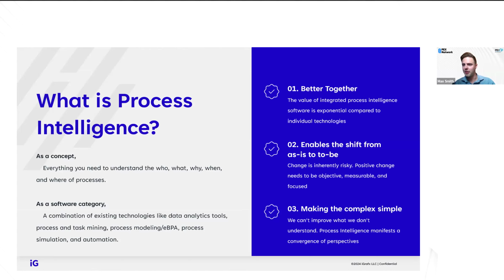If we look at it from a technology perspective, because process intelligence is a technology category, it's really a combination of a number of other technologies that you might already be familiar with, things like data analytics tools, process or task mining, process modeling. You might have heard of that referred to as EBPA, BPM, business process management, simulation and automation. So it's really bringing together all these disparate technologies to give you a more grounded understanding of the business and also help you execute in a more risk-informed and risk-compliant way.